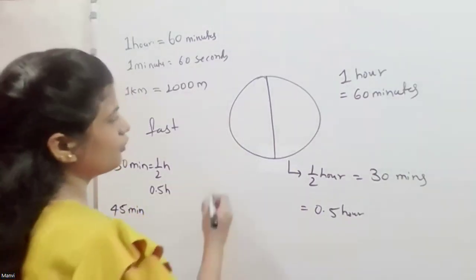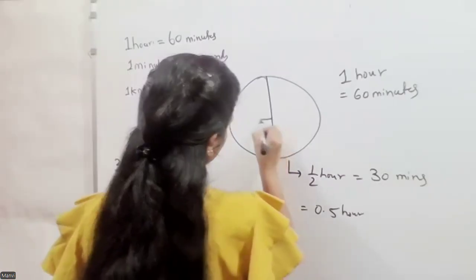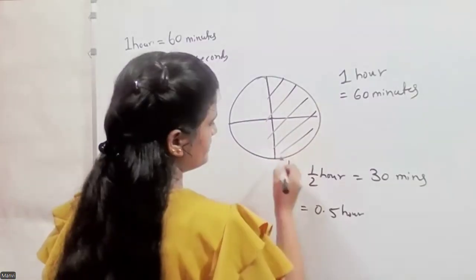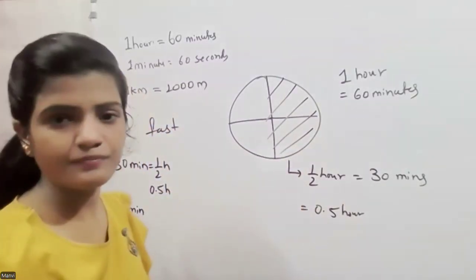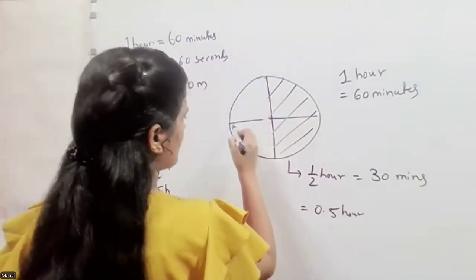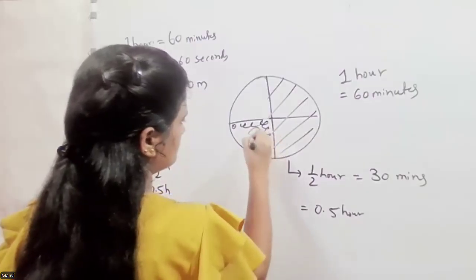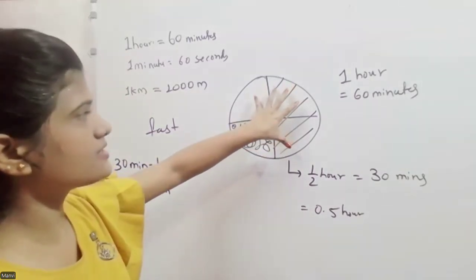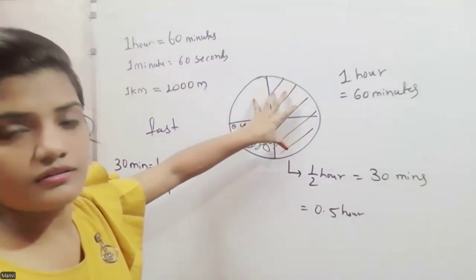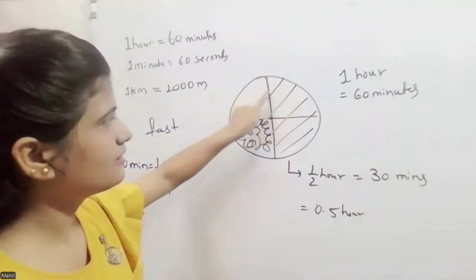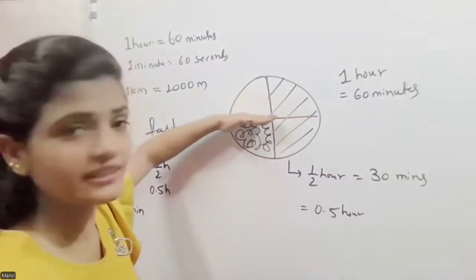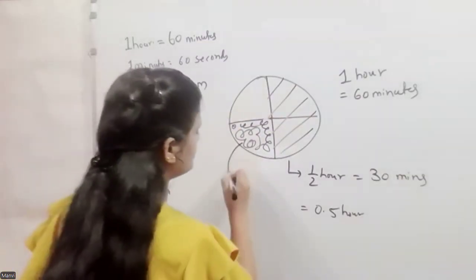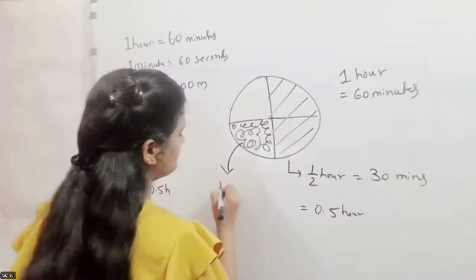Okay. Now, what does this quarter represent? This half means this 0.5. So what does this quarter represent, if I'm asking about this? So how can we make this 60? This is 30. So half of 30 is 15. So this is actually 15 minutes.